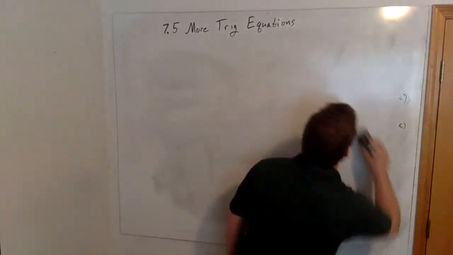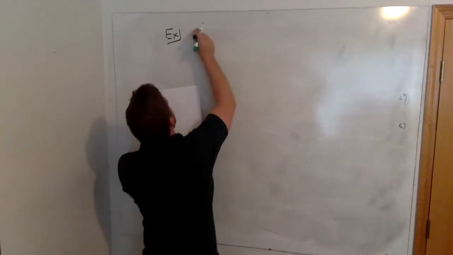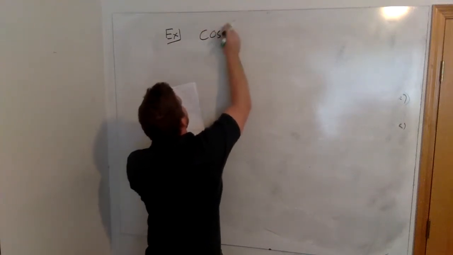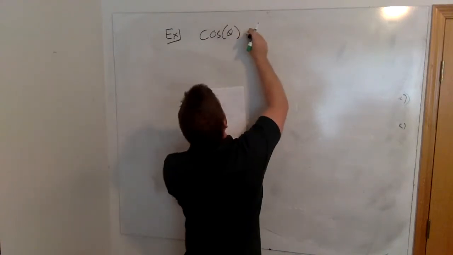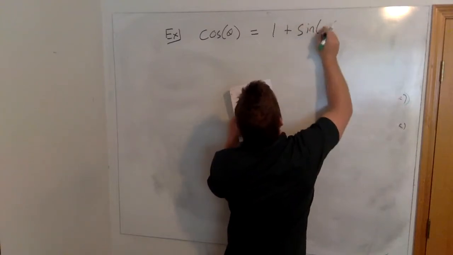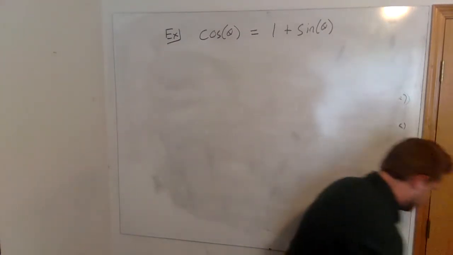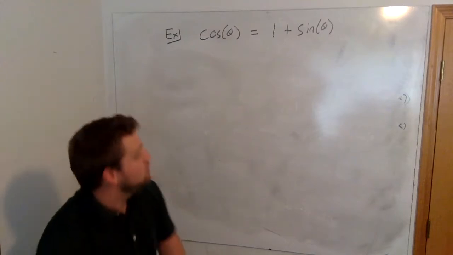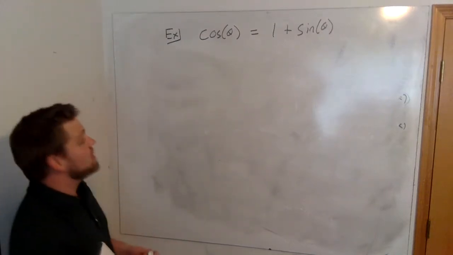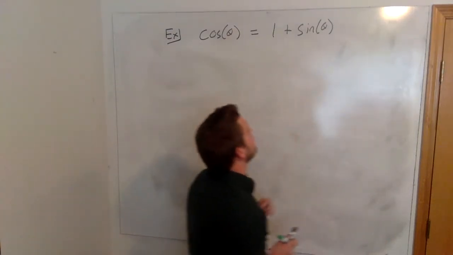Let's check out a different flavor of problem. Let's say, as an example, we want to solve the equation. How about the cosine of theta is equal to 1 plus the sine of theta. Say we want to solve this equation. Well, there's sines and cosines, which is a little bit of a problem. We would like to try to have this all in terms of sines or all in terms of cosines.